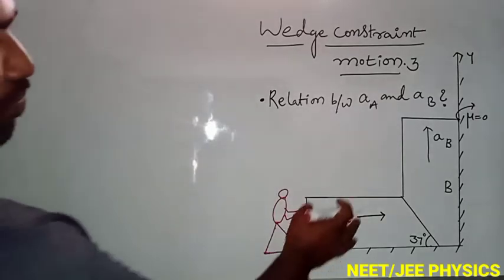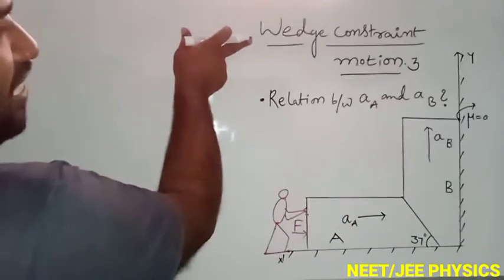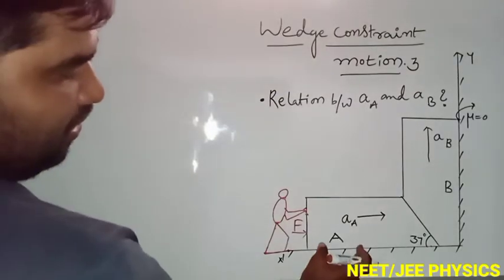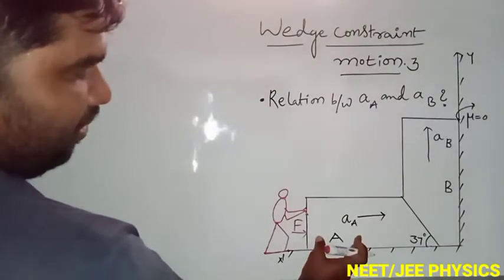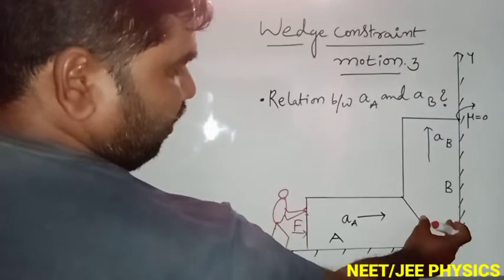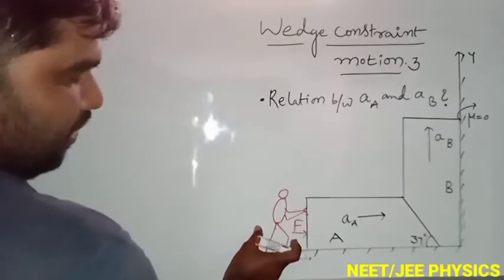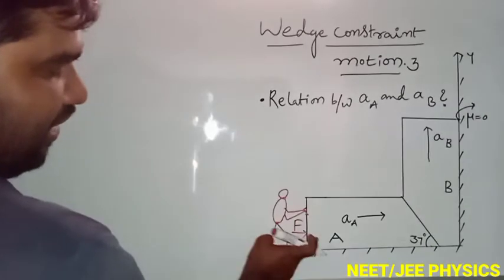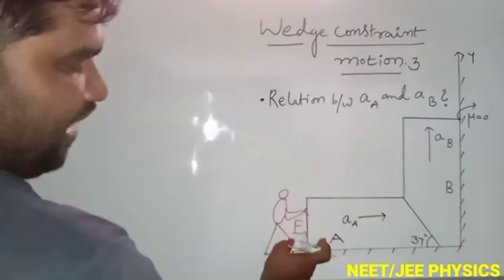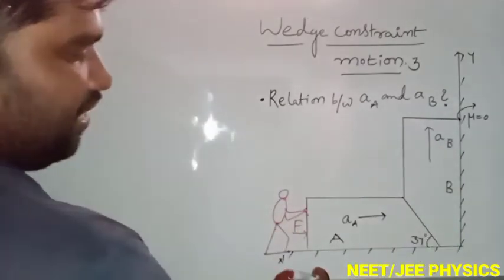Now look at this problem. Wedge constraint motion. Here this is the wedge A, this is the wedge B, and a man is pushing wedge A with force F. Due to this force, wedge A is accelerating along this direction.